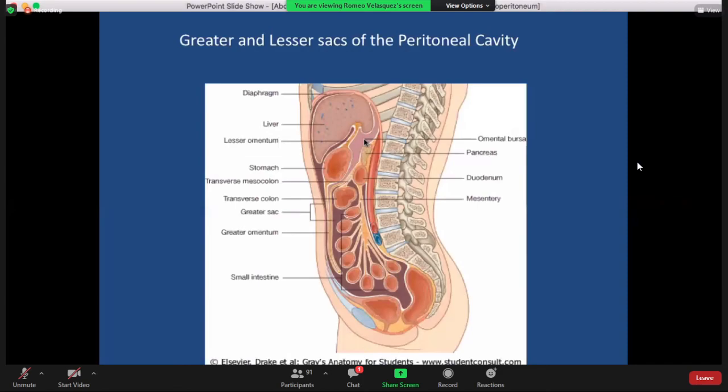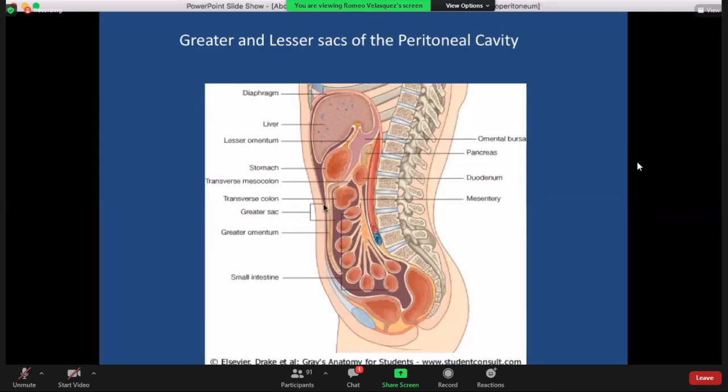But in an actual live patient, of course, these are not this wide. This is a potential space. These spaces are potential spaces, simply because the abdominal organs are tightly packed, and you will not be able to appreciate this.